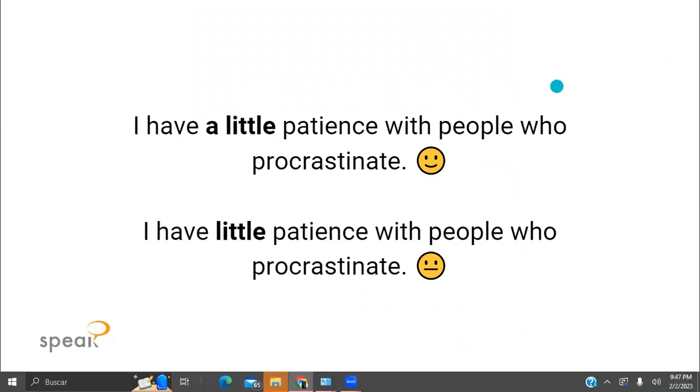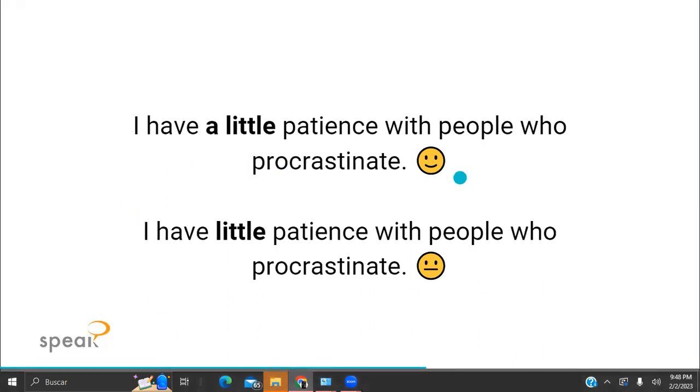Now, let's pay attention to the difference between a little and little, okay? But teacher, those are the same, not really. In this one, we have the article a, and this one we don't. Henry, read the first sentence, please. I have a little patience with people who procrastinate. Excellent. Eduardo Lucero, the second one. I have little patience with people who procrastinate. Very good.